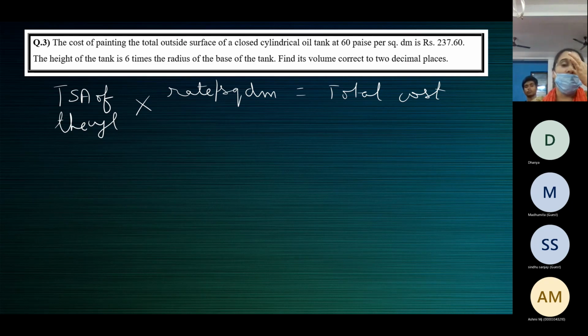Now the painter tells you that for every square decimeter, for that area, you will have to pay him 60 paise. That's what the painter can tell you. The painter can only tell you that for every square decimeter. So you have the cylindrical tank, and you want to paint it all over on the outside.